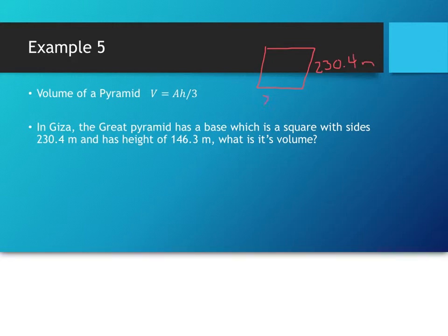But 230.4 meters on each side. And then we have this height. Again, I'm not going to draw it very well, but the height of that pyramid is 146.3. So for the volume, take the area, which is 230.4 times 230.4, times the height, 146.3. Multiply that, and divide that by 3.